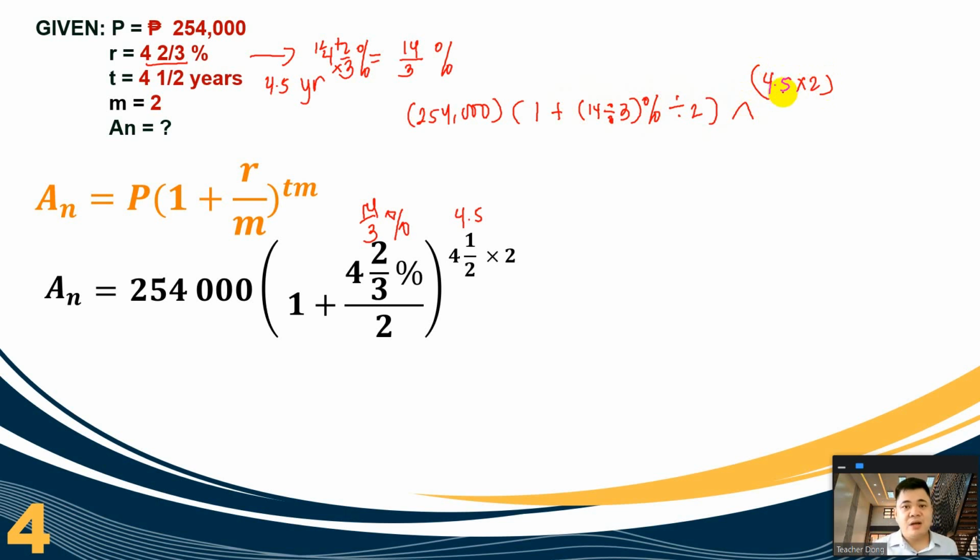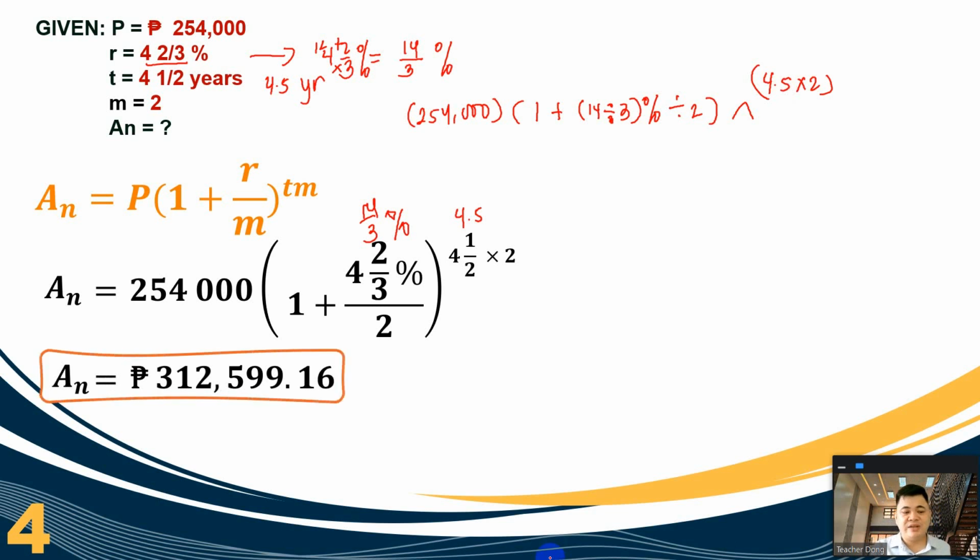Again, the percent symbol is located at the bottom part of your scientific calculator. It's the second function of A and S, or the equal sign. Alright, so if you do this, you have to make sure to get this answer, which is 312,599 pesos and 16 centavos. If you did not get this answer, please retry it. If you got a syntax error, please check your grouping symbols. There might be something wrong.